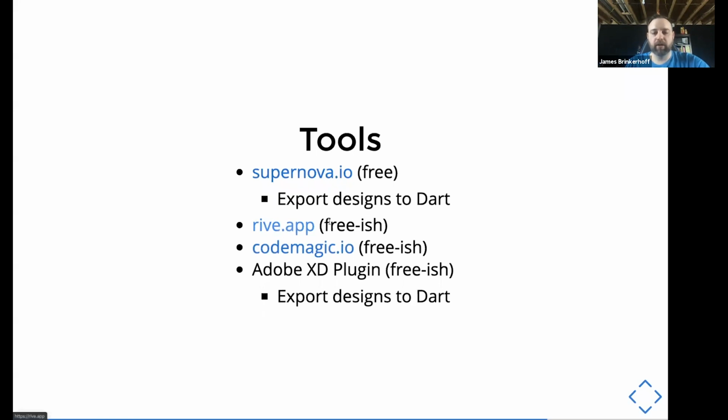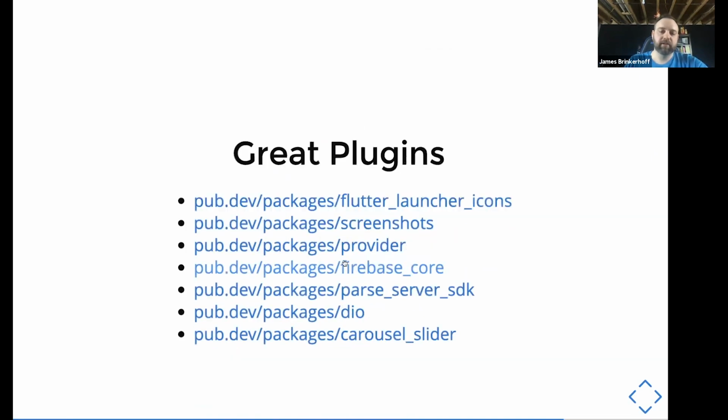Rive is a really amazing animation library, and you can make some amazing animations with it for splash screens and transition effects. Codemagic is free-ish to start out. It's the one that builds out your app automatically, and it's a GitHub app too, so it can integrate with your GitHub repo. Adobe XD also has a feature similar to Supernova for exporting UI designs into Flutter code.